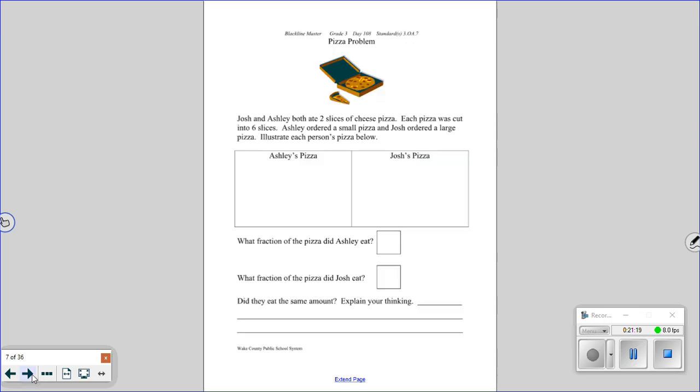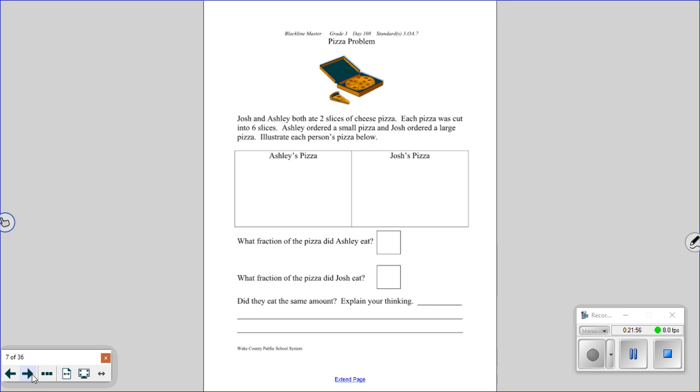All right. So we've got some friends who are going to share a pizza. The problem reads, Josh and Ashley both ate 2 slices of cheese pizza. Each pizza was cut into 6 slices. Ashley ordered a small pizza, and Josh ordered a large pizza. Illustrate each person's pizza below.